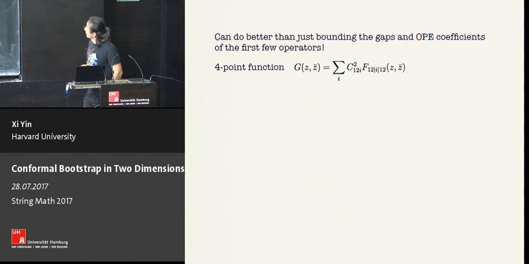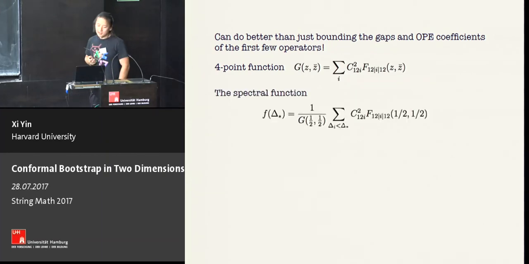Okay, so let's take this 4-point function with two pairs of identical external operators. I'm going to define what I call a spectral function. It's the following very simple object. I take the 4-point function, decompose it as a sum over conformal blocks, and just truncate that sum to primaries up to some given dimension called delta star, and normalize this by the entire 4-point function. So this I call the spectral function.